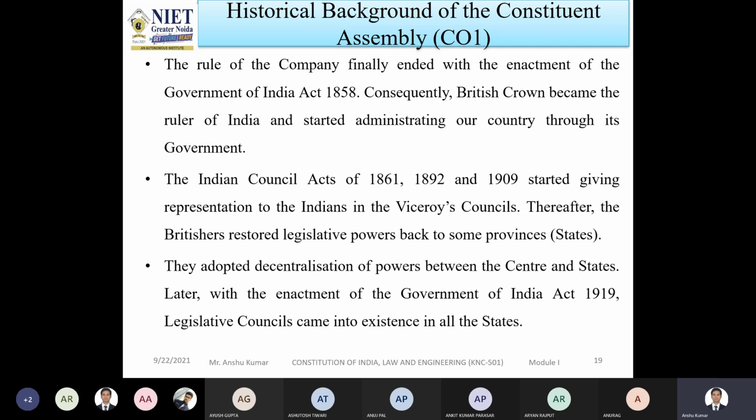The Charter Act 1833 stated that the Governor General of Bengal became the Governor General of India, and Lord William Bentinck was the first Governor General of India. In the case of the Government of India Act 1858, it provided that the Governor General of India now became the Viceroy of India, and Lord Canning was the first Viceroy.